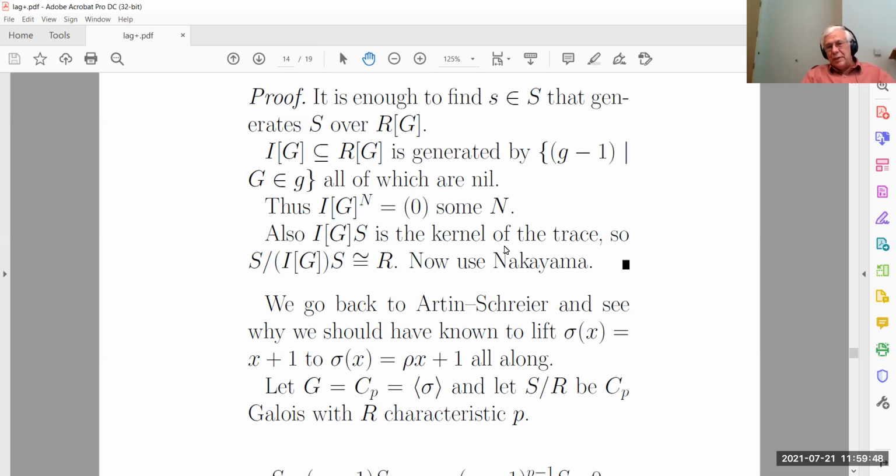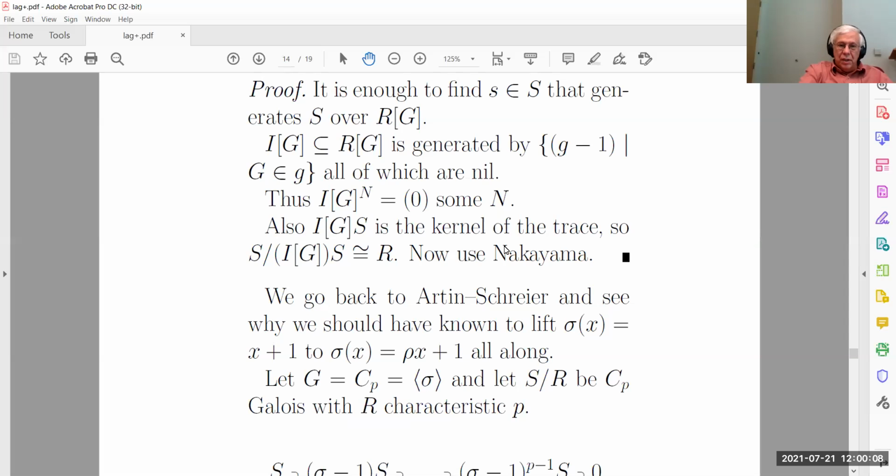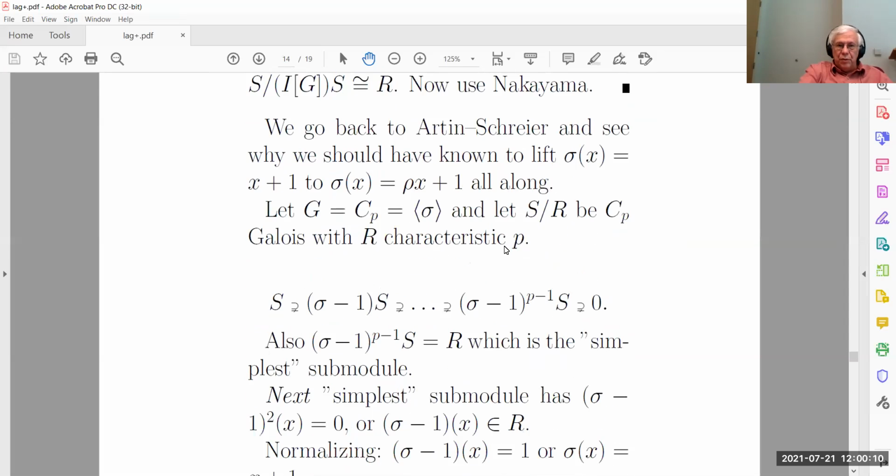All I need to do is note that I(G) times S is also the kernel of the trace. So I know that since the trace is surjective when it's Galois, I have modulo I(G) S, it's isomorphic to R. So therefore it has a generator just by Nakayama. Okay, it's a very easy argument. So it should be known.